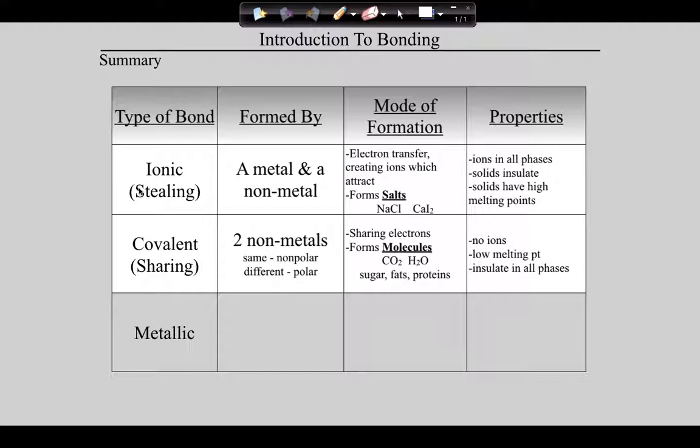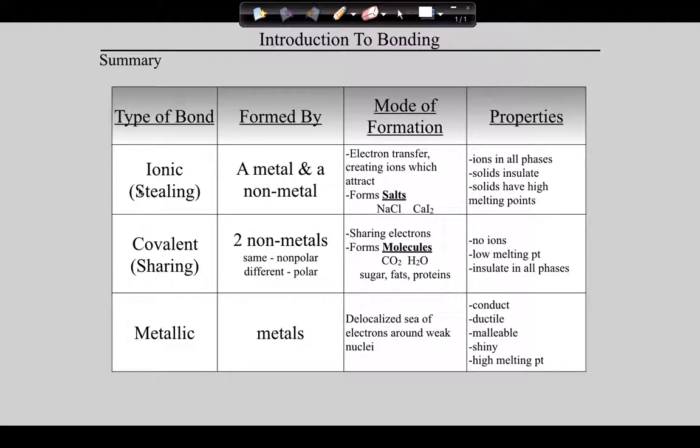You guys good? Okay, so now let's do metallic bonds. Guys, metallic bonds, no surprise, formed by metals. This is a delocalized, which means without location, spread out, sea of electrons around weak nuclei. And these things, as we said, conduct. They are ductile, which means they stretch. They are malleable, which means they smush. They are shiny, and they're really hard to melt. And guys, all of those things is because of that sea of electrons.